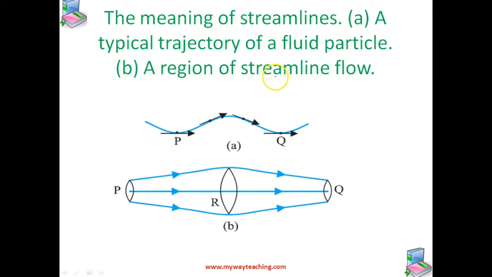A. So this is the path of the particle. The curve describes how a fluid particle moves with time. And this curve PQ is like a permanent map of fluid flow, indicating how the fluid streams.